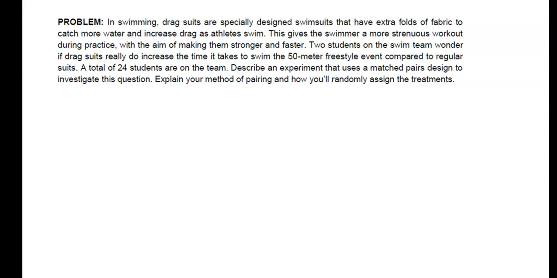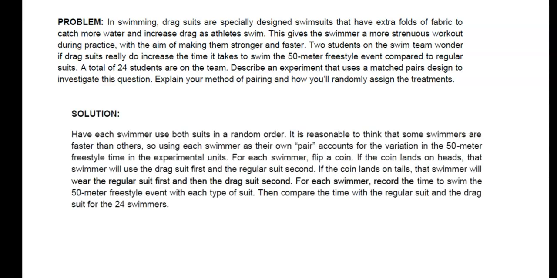So I would do matched pairs with themselves, right? Even though there's 24 different students, this makes sense to do. If you can do it with yourself, that's great. So they swim in a random order, once with this special suit and once with just a regular bathing suit. And they do their times and they compare them. So you block by using the special suit, I think. Let's see. Have each swimmer use both suits in random order. That's important, the random order.